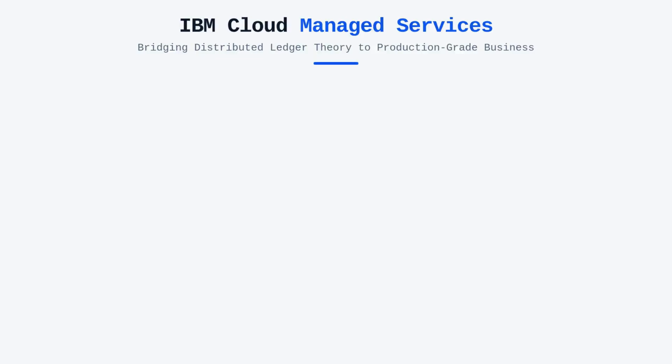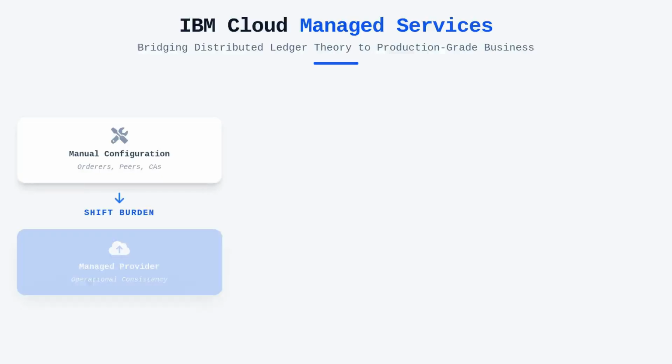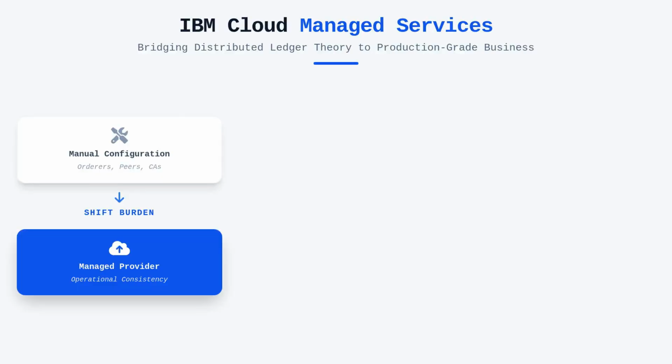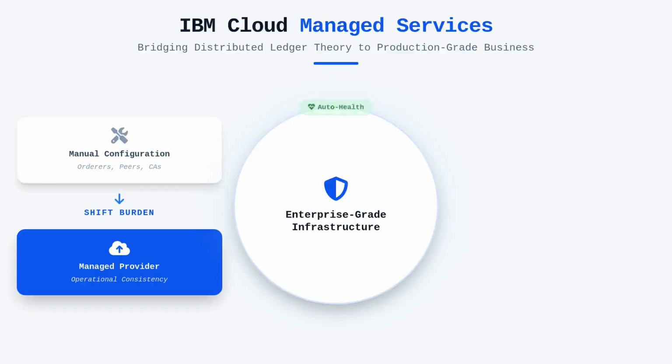Implementing these technologies efficiently requires an understanding of how managed services in IBM Cloud abstract away the manual configuration of components like orderers, peers, and certificate authorities. You are essentially shifting the burden of operational consistency to the service provider, which monitors the health of the ledger constantly and automatically. This approach brings peace of mind, as the system intelligently manages resource allocation and load balancing across nodes to handle transaction throughput patterns.